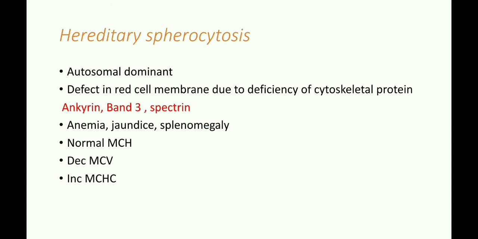Since it is a hemolytic anemia, the destruction of these RBC takes place in the reticuloendothelial system like the spleen. That is why you can see splenomegaly. You can observe anemia and jaundice, since there is destruction of RBC. Here the MCH is normal, there is a decrease in MCV and there is an increase in MCHC.